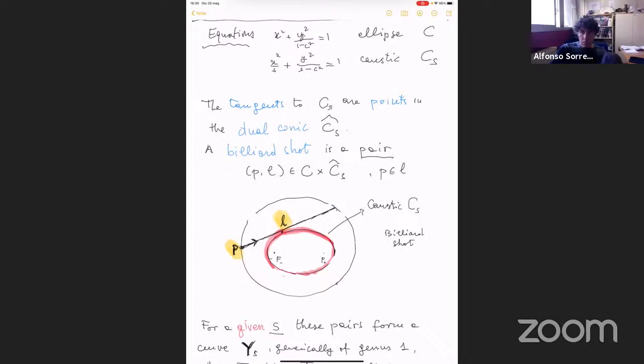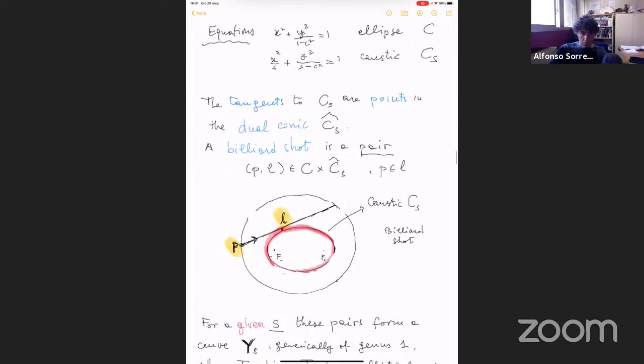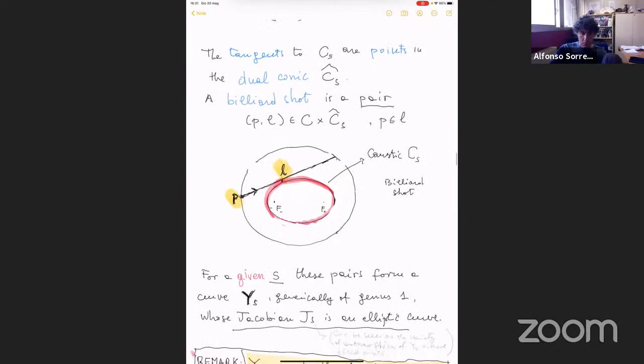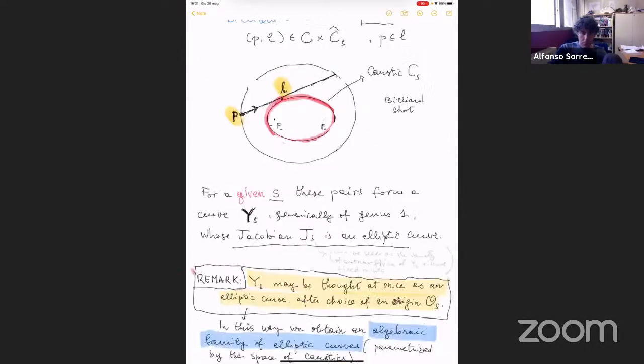So a billiard shot, we may view a billiard shot as a pair consisting of a point in the border and then a line which is tangent to the caustic. So we have a pair, and the pair is inside the product of the curve times the dual. For a given S, so if we fix the caustic, these pairs form a curve.